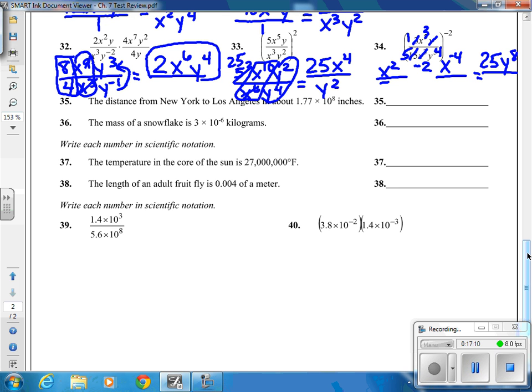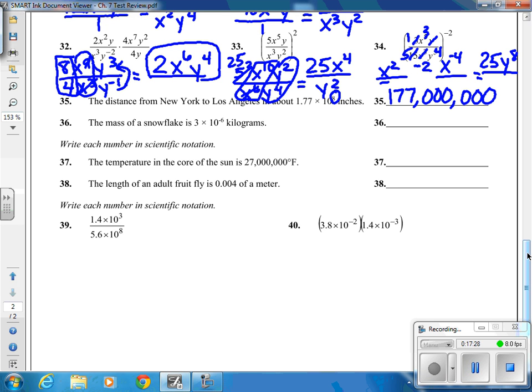So for number 35, if I take 1.77 times 10 to the 8th and I make it into a regular number, remember the 8 tells you to move the decimal 8 places, and because it's a positive exponent, you're going to go to the right. So after you move your decimal 8 times, you should end up with 177 million. Please make sure your commas are in the right spots and that you have the right amount of zeros.